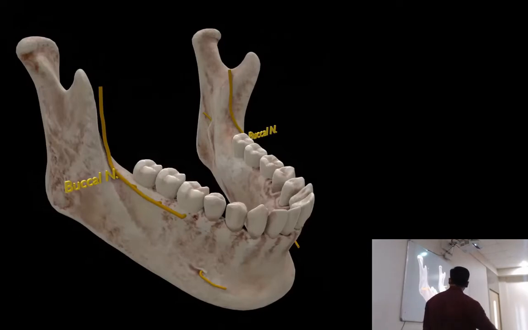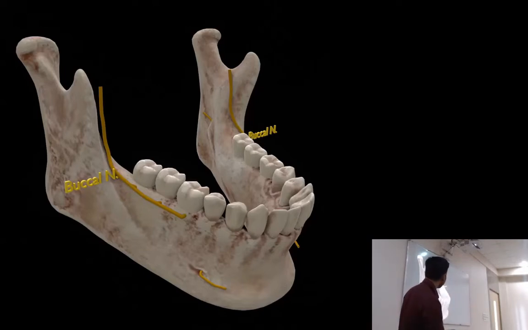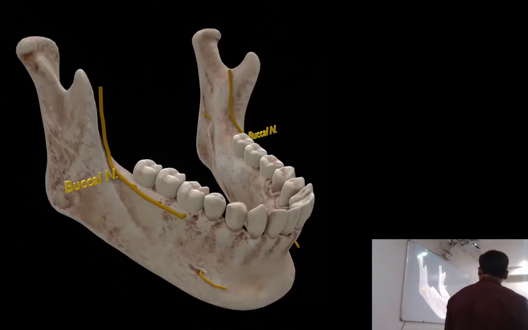So again, you can see the buccal nerve that is crossing the anterior border of the ramus, coming to the buccal surface of the bone and supplies the molars. Okay. In rare cases, it can supply to the premolar, second premolar also. Okay. So this is where the nerve is.